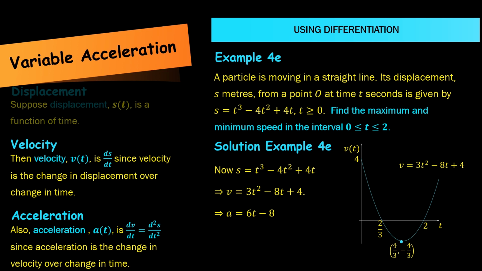The maximum value of v occurs at t equals 0. And t equals 0 implies that v equals 4 from our equation.